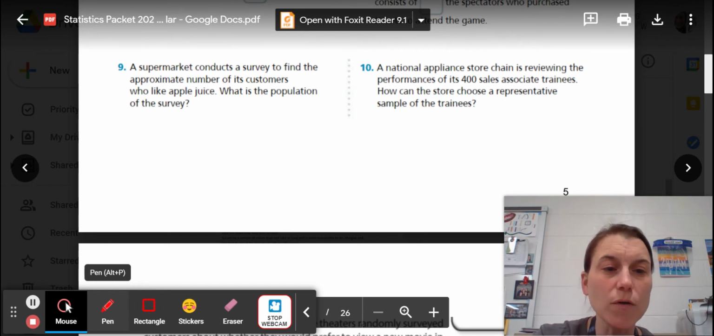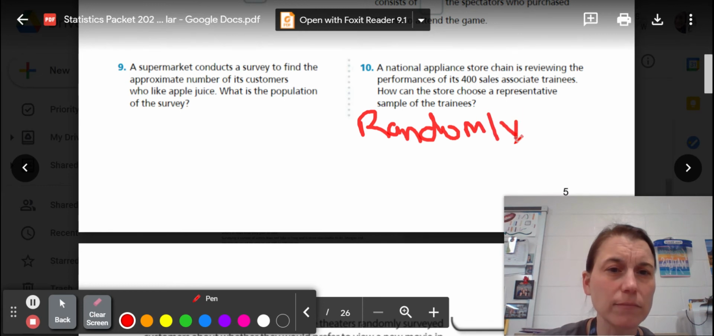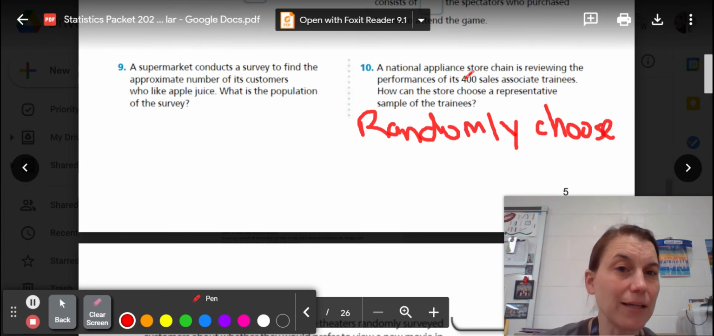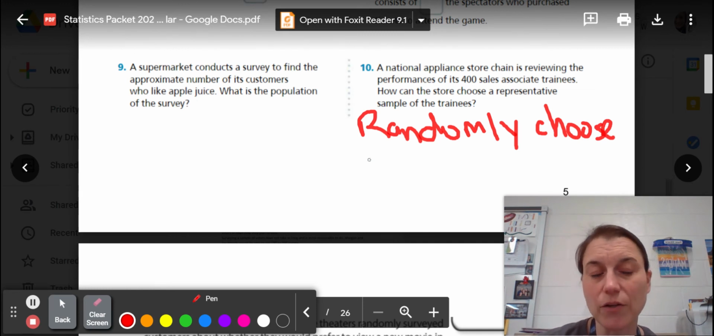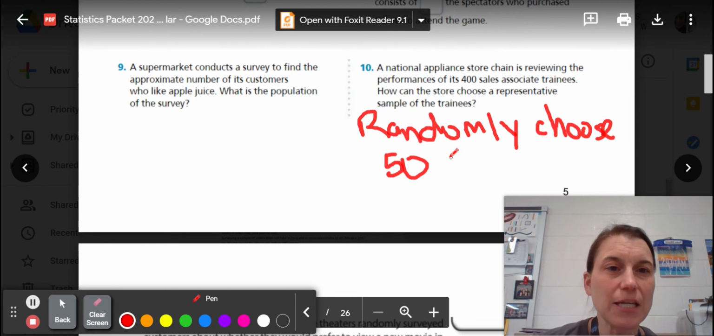So what would be a way to get a representative sample? Well, in order for it to be a representative sample, it would have to be random. So you're going to randomly choose, and what would be a good number? We don't want it to be too small or too big. I'm going to say anywhere between 40 and 80 would be a good number. So I'll say 50. I'm going to randomly choose 50 trainees.